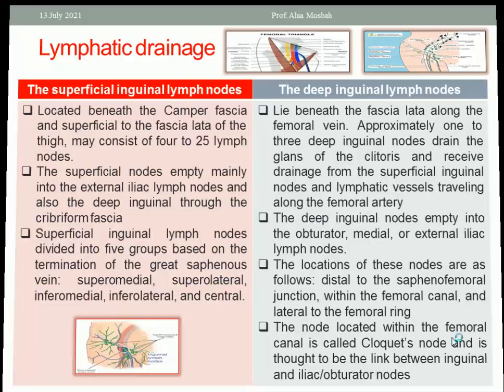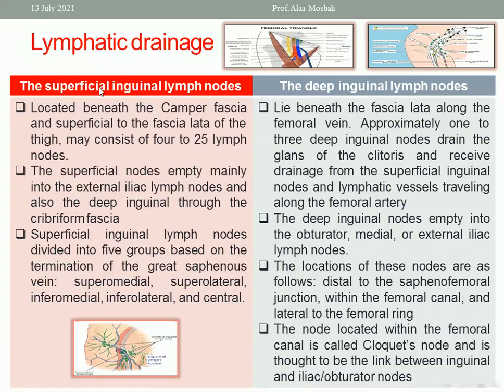So what about the superficial and the deep inguinal lymph nodes? The superficial are located beneath the Camper fascia, as you see in the picture, and superficial to the fascia lata. This is the superficial inguinal lymph nodes. They consist of 4 to 25 lymph nodes. These lymph nodes empty mainly into the external iliac lymph nodes and the deep inguinal nodes.